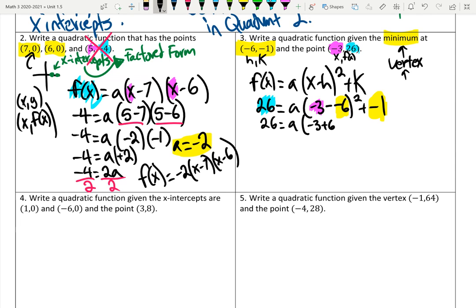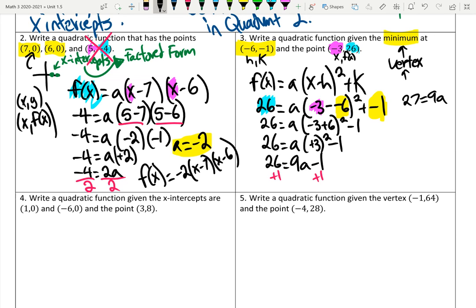-3 plus 6 squared minus 1. I clean up some grammar. I get -3 minus -6, or +3. I square the 3, and I'm going to write it in front. Now I'm going to use my inverses. Get a by itself. I get 27 equals 9a. I divide each side by 9, and it turns into 3 is a. Voila, critical information. Not done, not done.